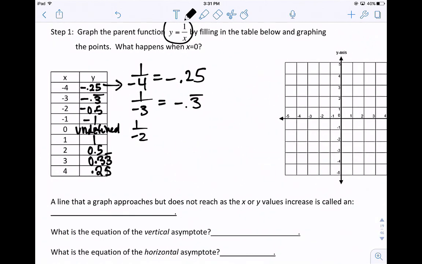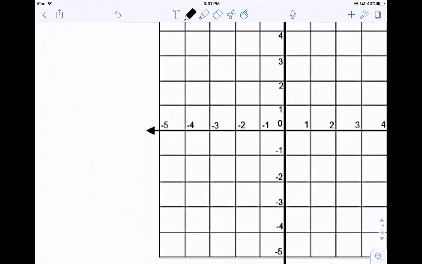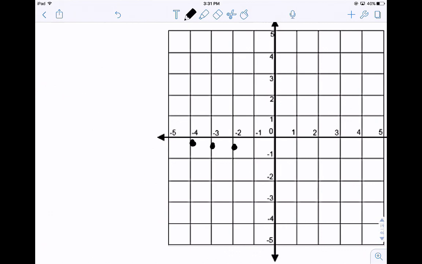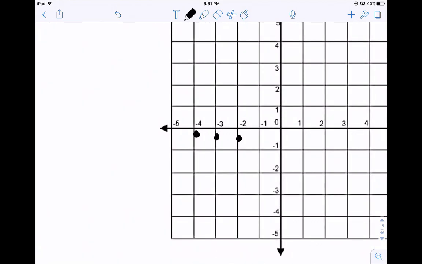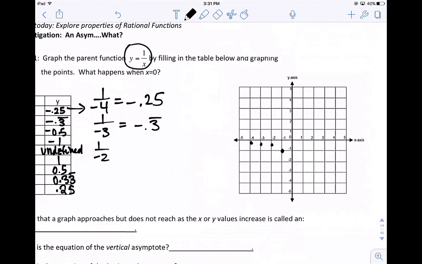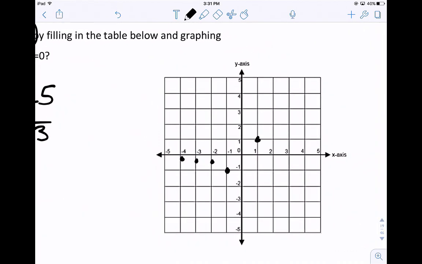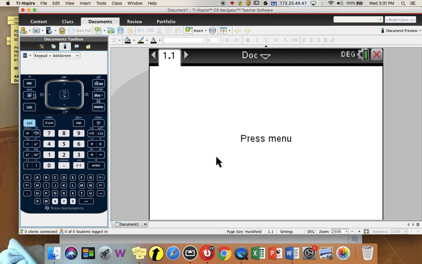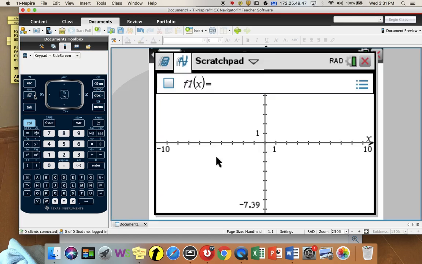All right, so let's graph this. So negative 4, negative 0.25, negative 1, negative 1. Okay, let's go the other way. 1, 0.5. Okay, so we graph it, looks something like this. Let's use our graphing calculator to get a better idea of what that would look like. So I'll just open a graph page and type in 1 over x. And here's what it looks like.